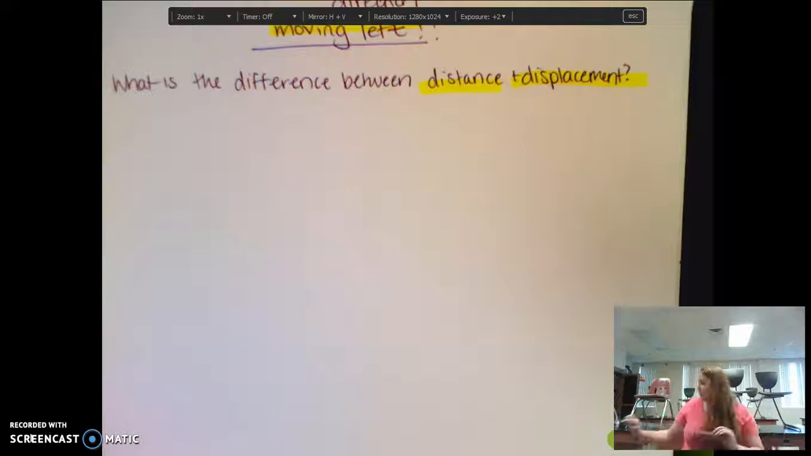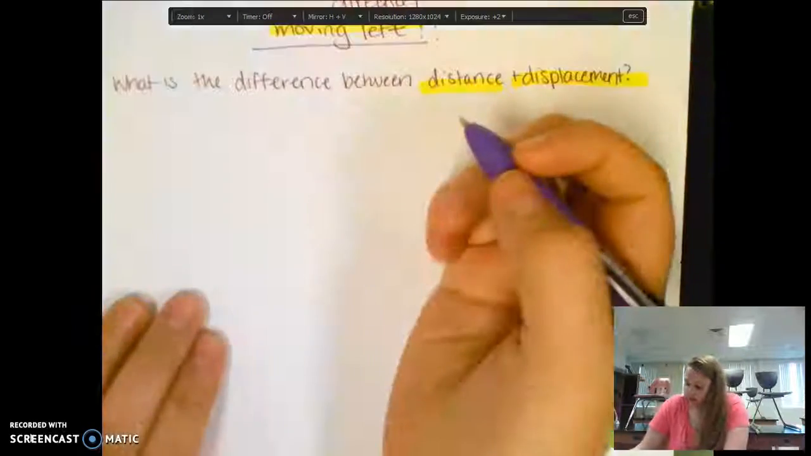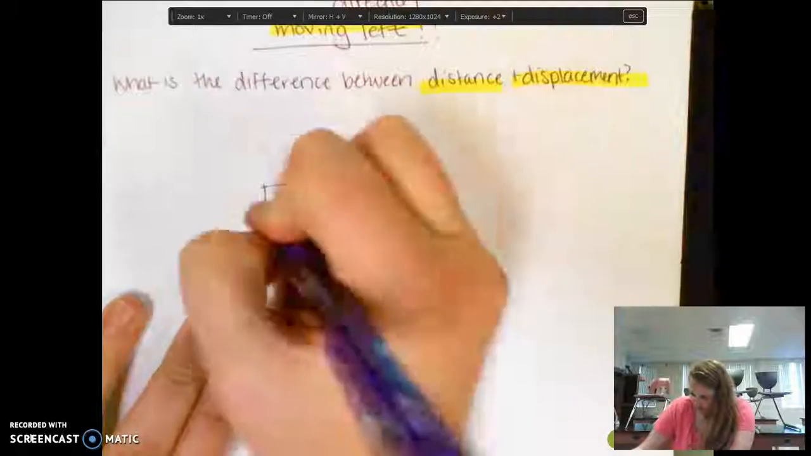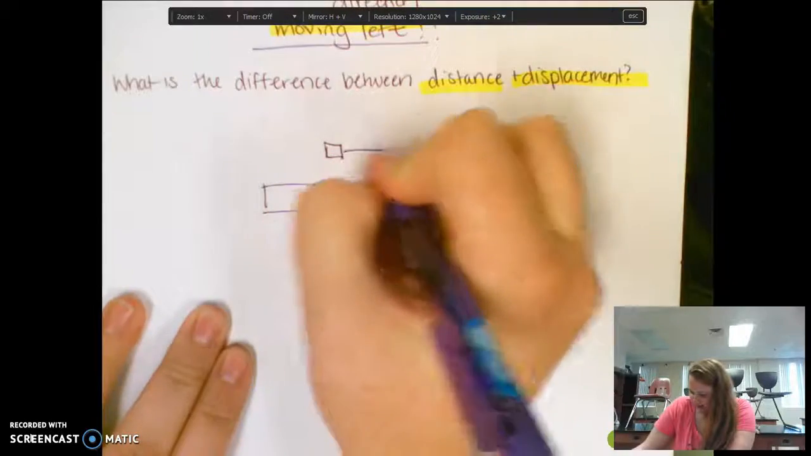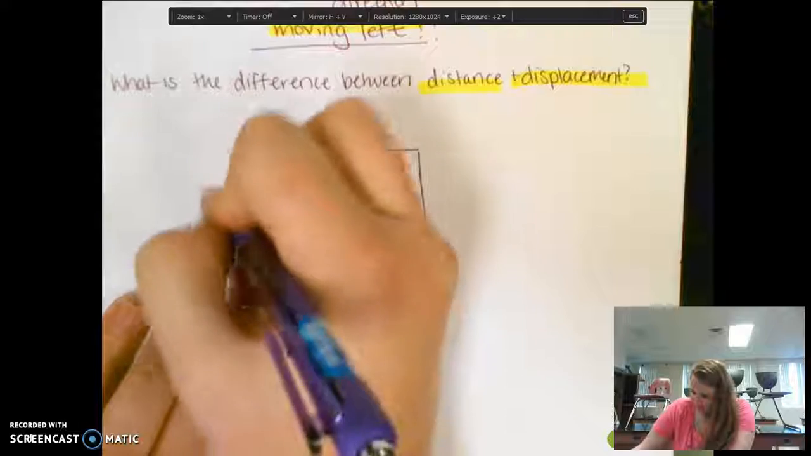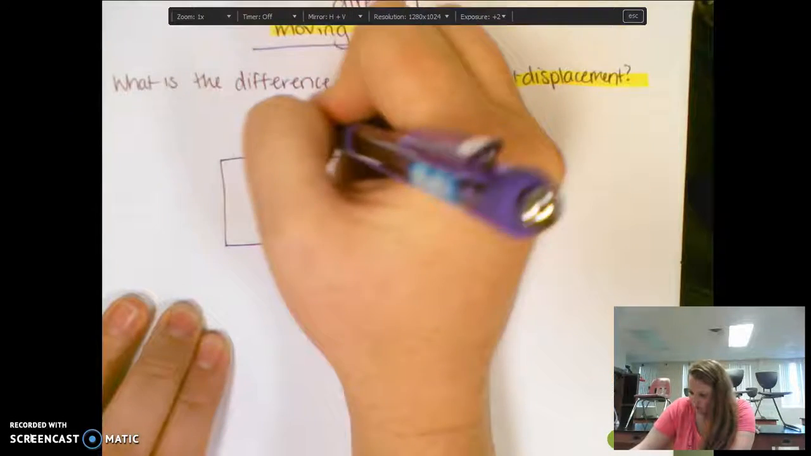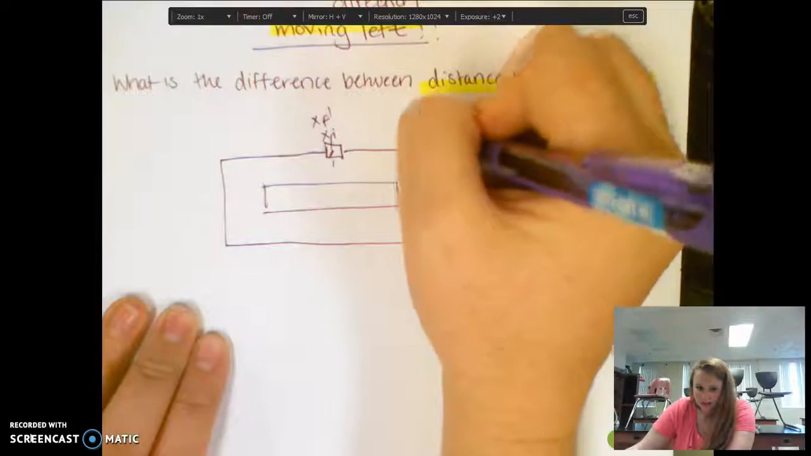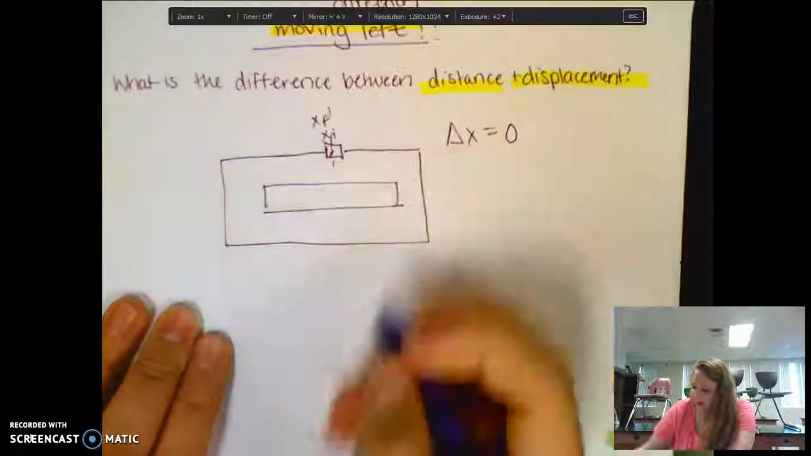Let's say I walked around this table and I could do about 12 of these. That means that I actually moved a distance of 12 meters. However, my displacement was 0. And just to visualize this really quick, here's my chair, here's my classroom table that I went around. Let's say this was the path that I took. Well, XF and XI were the same place, so my displacement was 0.